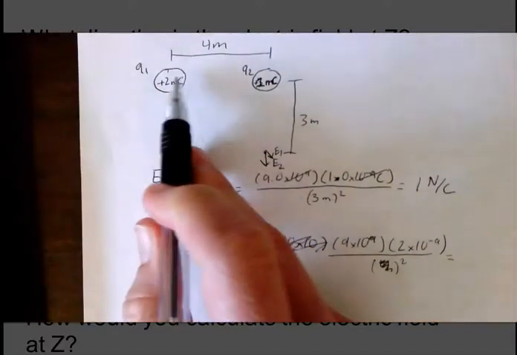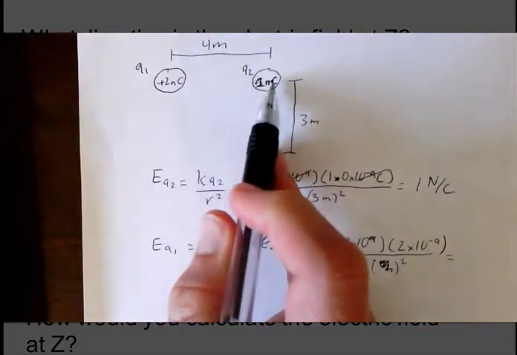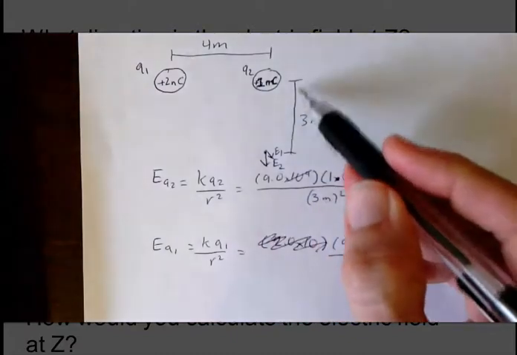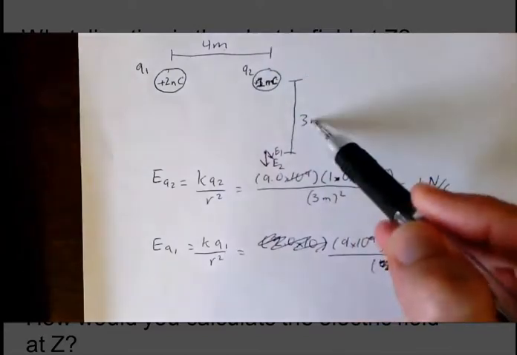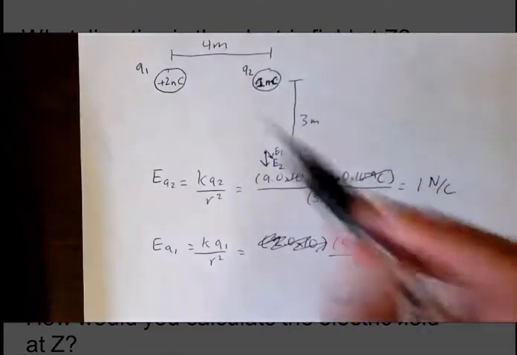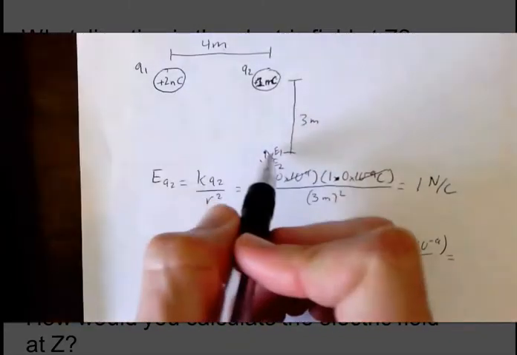Because that distance is not 4. 4 is from there to there. So this distance is 3, and this distance is 4. If we do 4 squared, it's 16. 3 squared is 9. 16 plus 9 is 25. Square rooted is 5 meters there.